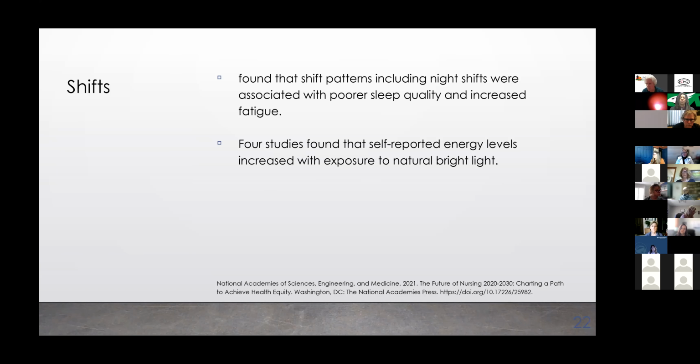It's probably no surprise, but night shifts can be a challenge in regard to promoting one's health. So 4 studies found that self-reported energy levels increased with exposure to natural bright light. That's interesting. There are actual products, like lamps that provide natural light, and it's been known to increase one's mood, et cetera. So that's something you can look into. White noise, that's a good example. Next slide, please.